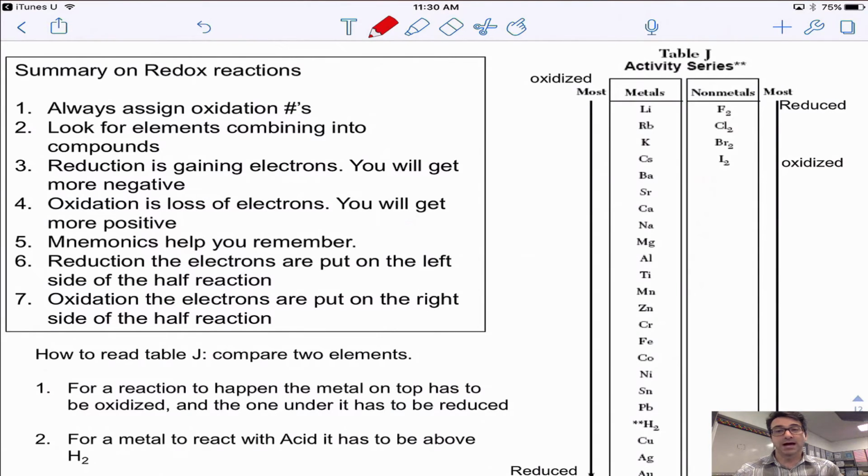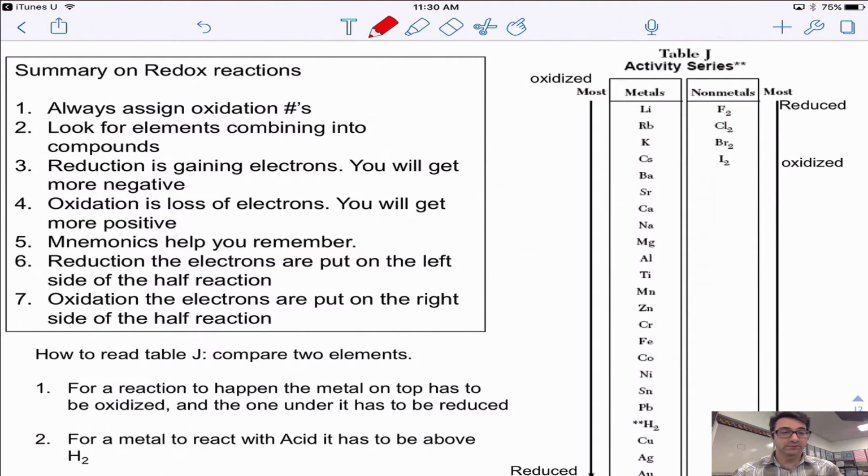Remember that you can use the mnemonic Leo goes Ger to help you. Reduction is when you put the electrons on the left side of the half reaction, and oxidation, you put them on the right side of the half reaction. We did a lab with table J where we compared the activity of different elements, and this would apply to all of these redox reactions. Specifically when we're doing something like a single replacement, it is really, really useful.